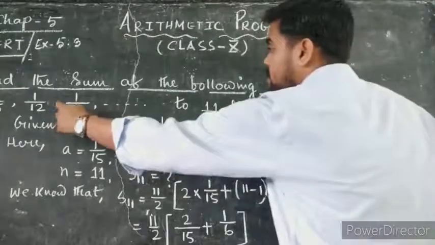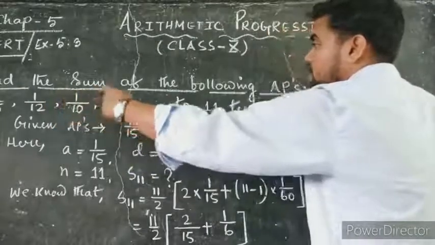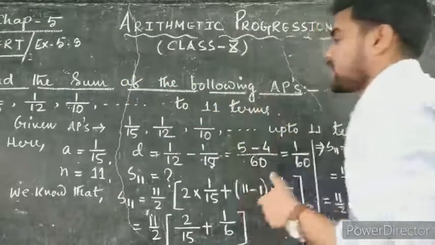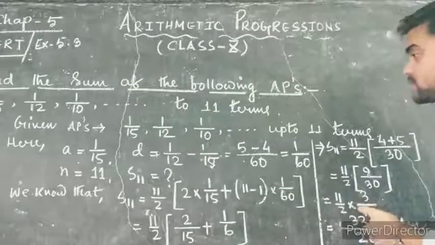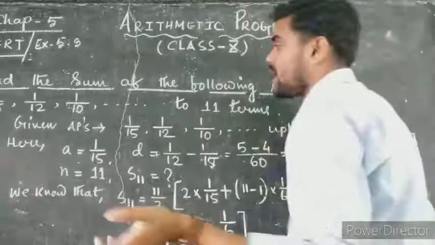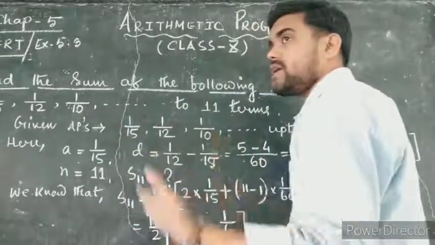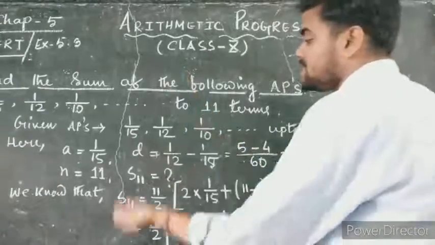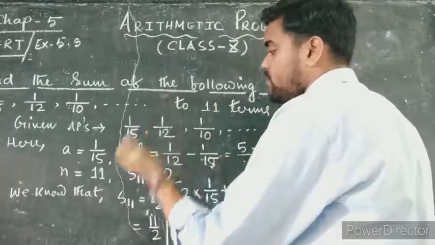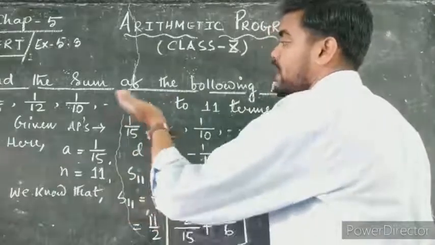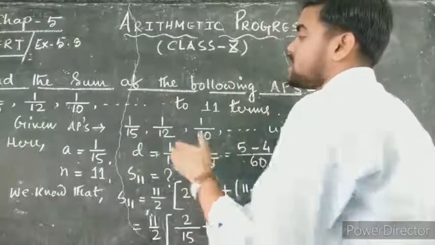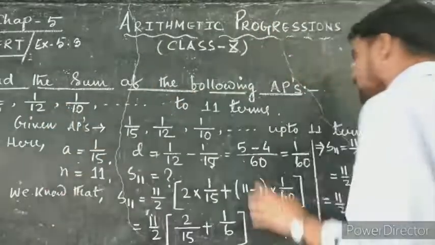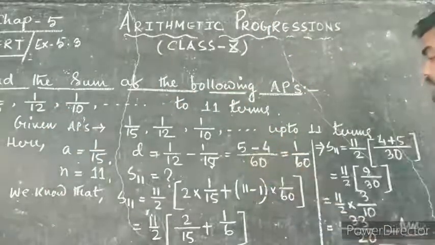When you add 1 by 1, 1 by 15 plus 1 by 12 plus 1 by 10, and so on, one by one, you also get 33 by 20. But adding one by one would take more and more time. That's why this is the easy method. We use this formula and can find the sum of the given series very easily. The sum of 11 terms is 33 by 20.